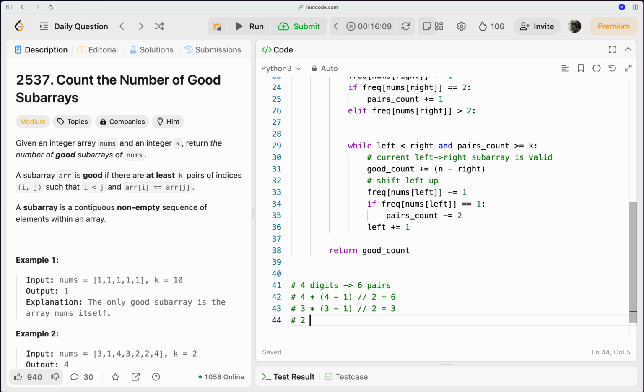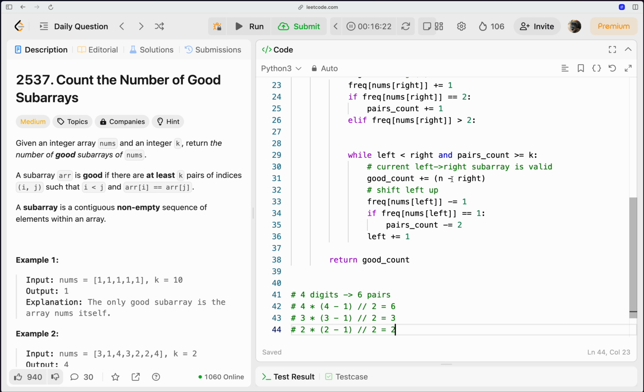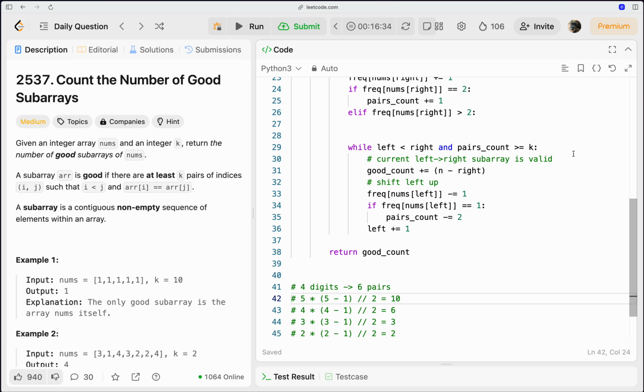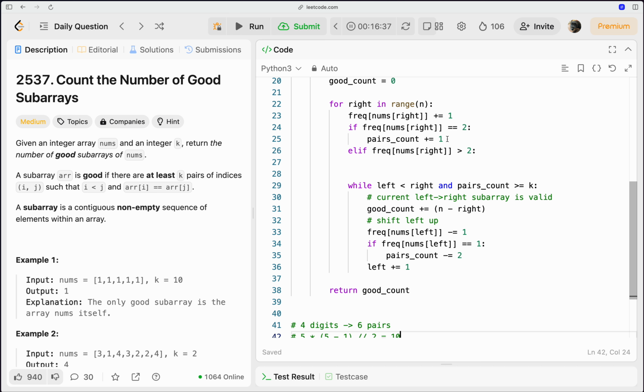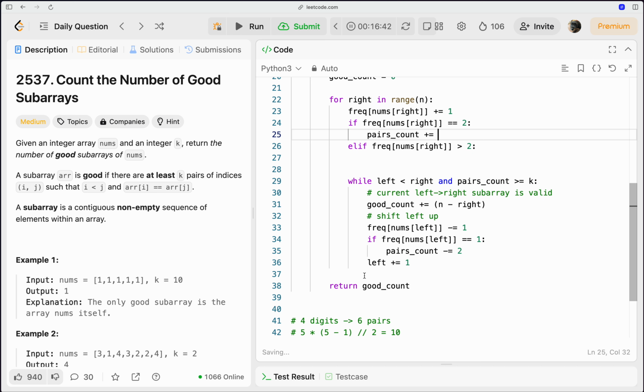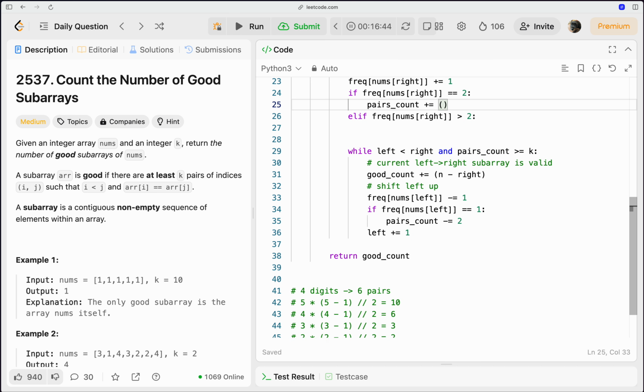How about when there's 2 digits? It's 2 times 2 minus 1 divided by 2. 2 times 2 is 4, divided by 2 is 2. Cool. And then just to double check, if there's 5, we could do 5 times 5 minus 1 divided by 2. So 5 times 4 is 20, divided by 2 is 10. That's how many pairs. So it's not really a plus one, it's a whole equation that I'm missing.